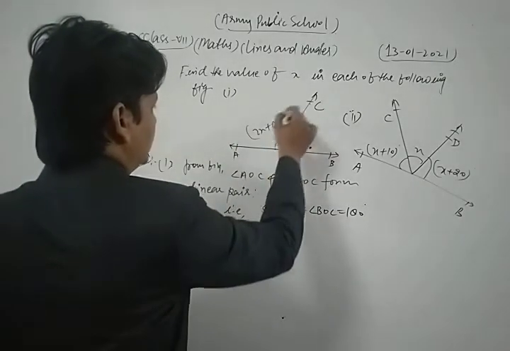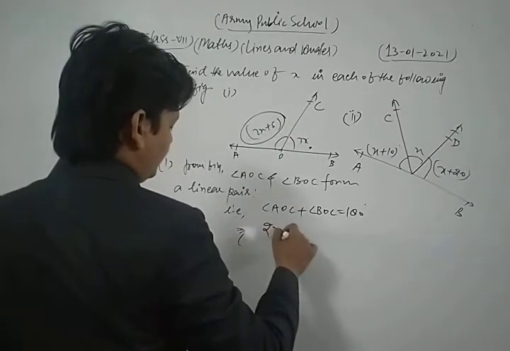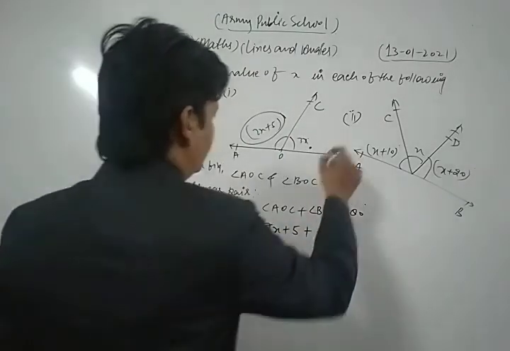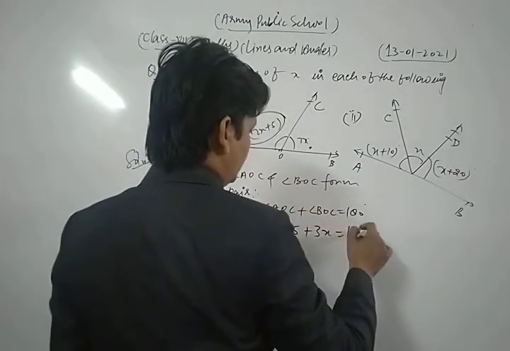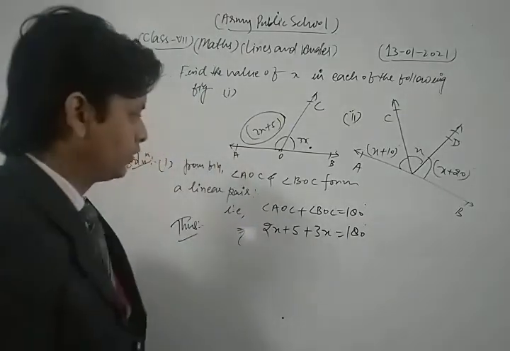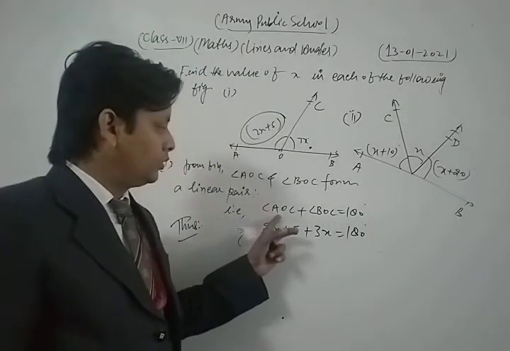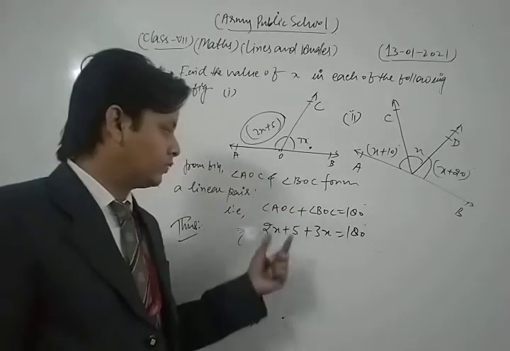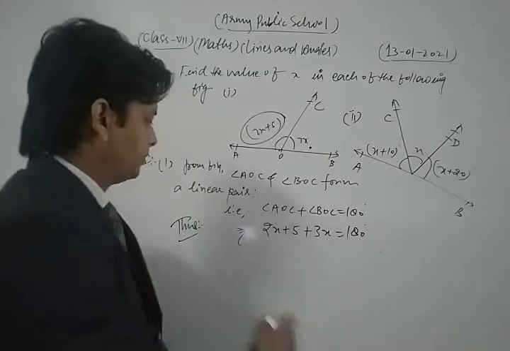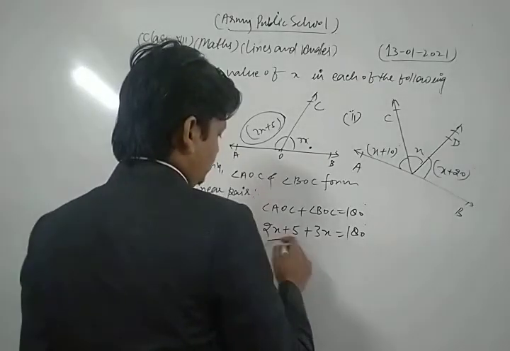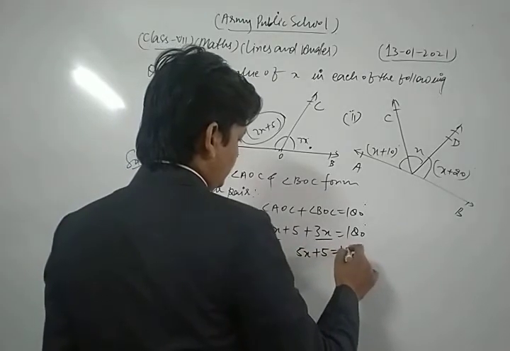angle AOC is 2x plus 5, plus angle BOC is 3x, is equal to 180. Okay, so first of all we put the values of angle AOC and angle BOC as 2x plus 5 and plus 3x. Now we simplify them. So we get 2x and 3x, this is 5x plus 5 is equal to 180.